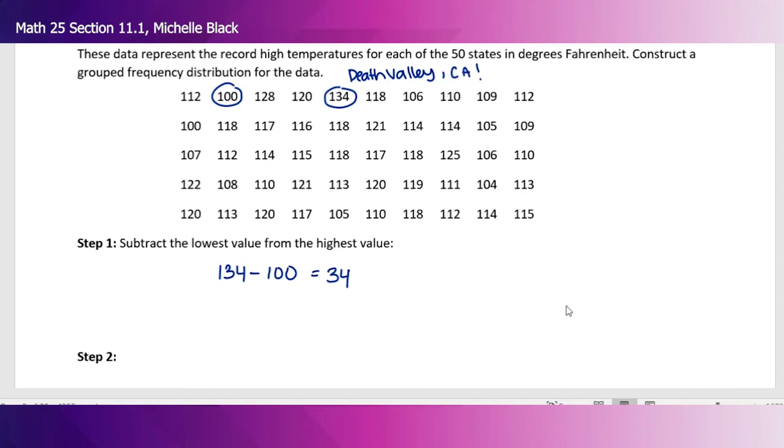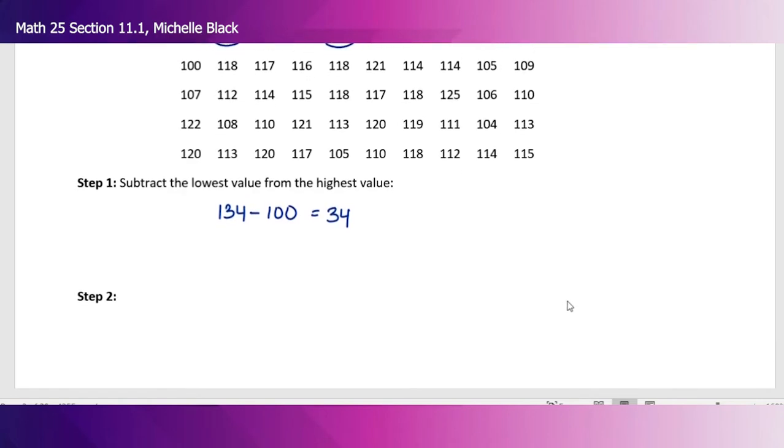All right, so now we have the range that our values are going to span, so within 34 degrees. What we want to figure out is how many classes should we create for our grouped frequency distribution. And this is kind of up to you. They have to be between 5 and 15. You want to pick something that's useful though, right? You don't want to have a bunch of classes that only have one data value in it. And you also don't want to have too few classes so you have like 25 of the 50 data values in one class.